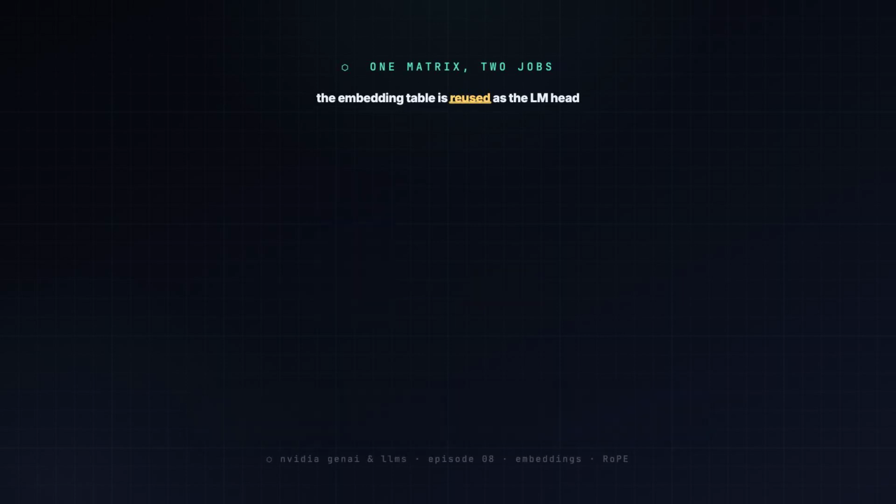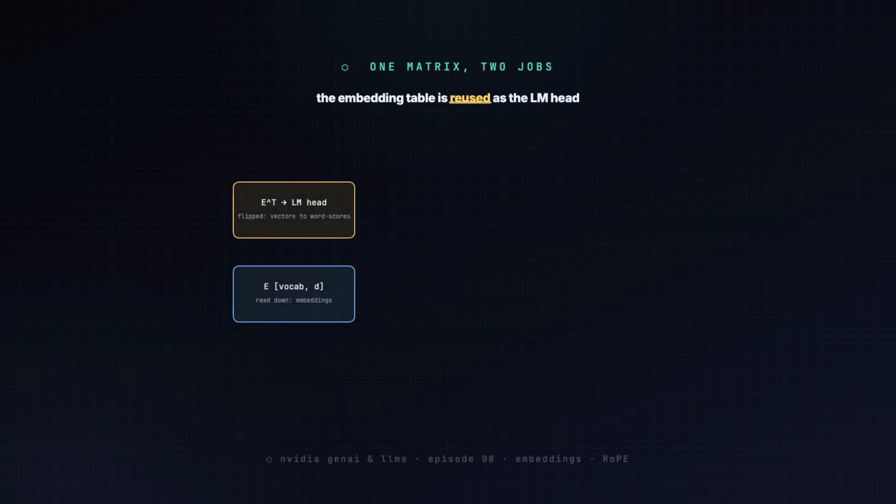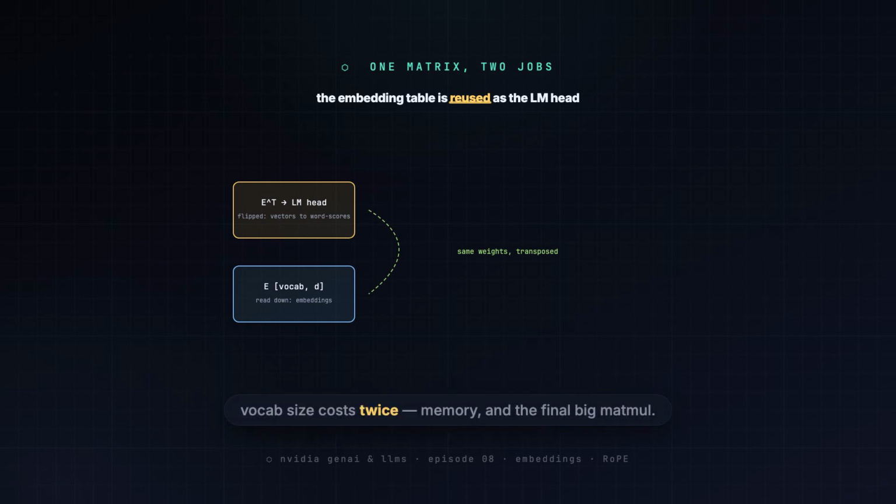Often the same table does double duty. At the very top of the model, the layer that turns vectors back into word scores reuses the embedding table, flipped. It's called weight tying, and it's why vocabulary size matters twice. Once for memory, once for the final big matrix multiply.